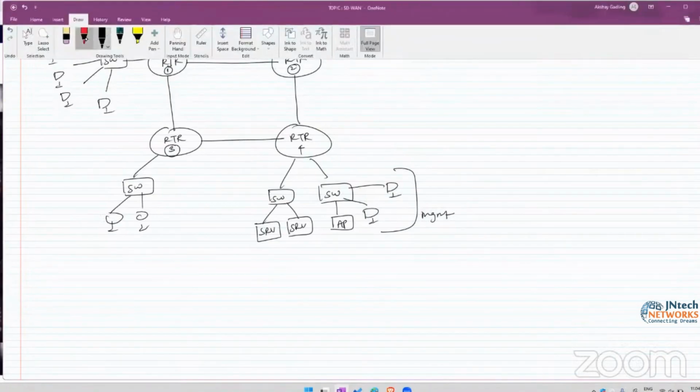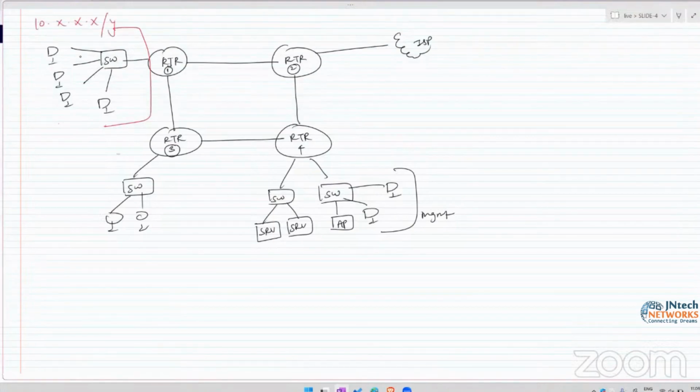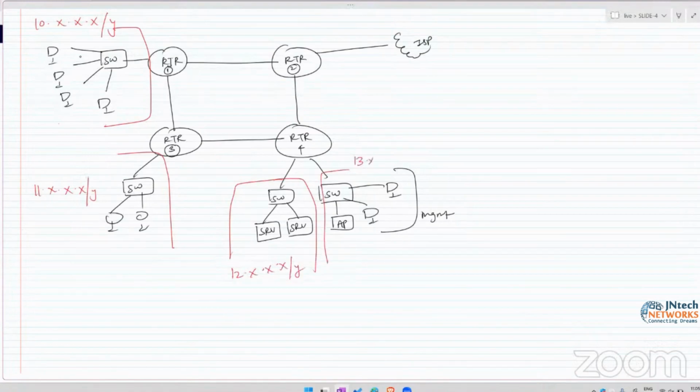For example, one more thing. This one is my network, or you can say this is my one side. We are using the 10.x.x.x network here, clear? And on this side we are using the 11.11 network. On this side we are using the 12 network, clear? And on this one side we are using the 13 network.